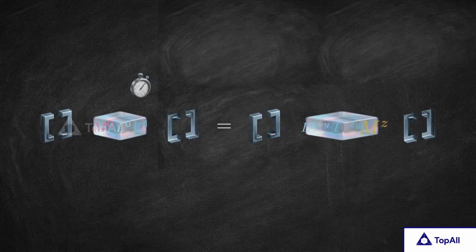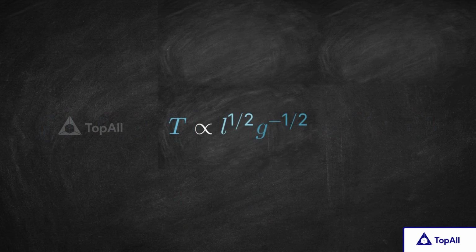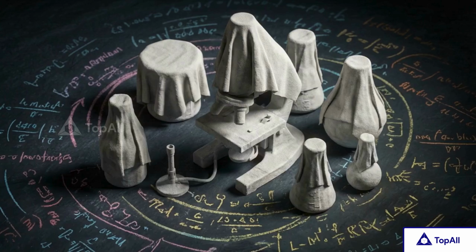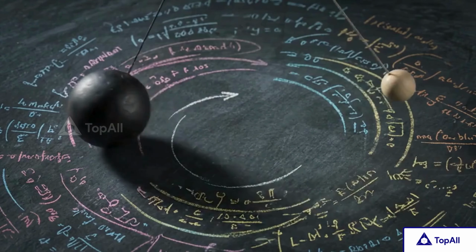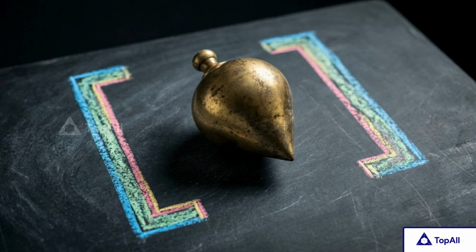Look at the left side of our equation. It is purely time. There is no mass dimension there. To keep the equation balanced, the exponent for mass on the right side must be 0. Since anything to the power of 0 is 1, the mass of the bob effectively vanishes from the calculation. Without running a single physical experiment, the math tells us that a heavy pendulum and a light pendulum of the same length will swing at the exact same rate. We deduced a physical truth just by balancing the dimensions.